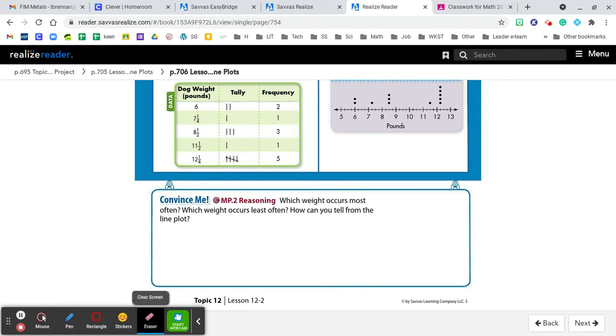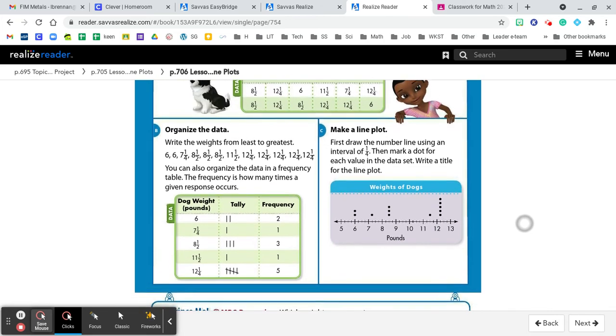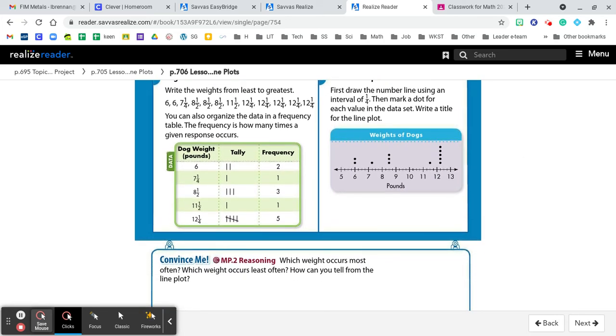Which weight occurs most often? We can look at our data and see that between 12 and 13, and what exactly is that? So I'm going to go back. It's a fraction. So it looks like between 12 and 13, it's divided into quarters. So it would be 12 and 1/4 occurs most often. 12 and 1/4.